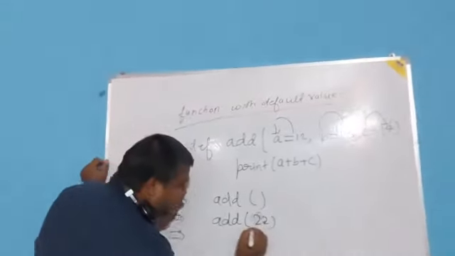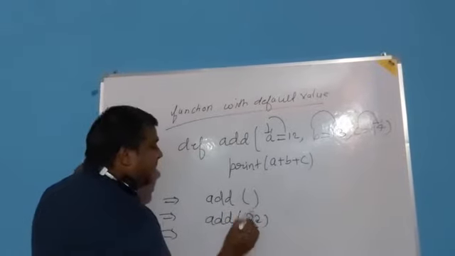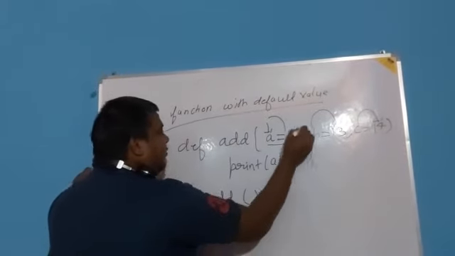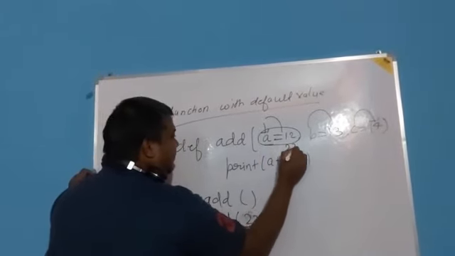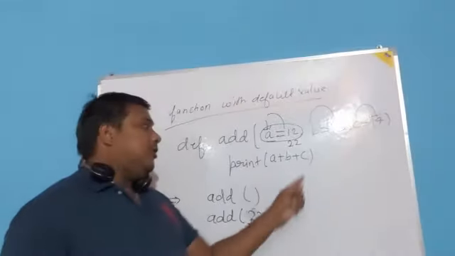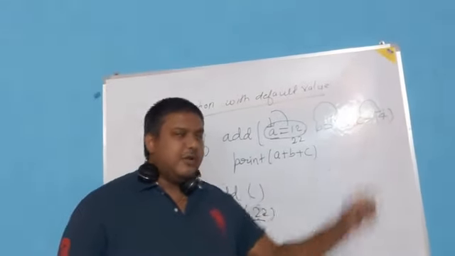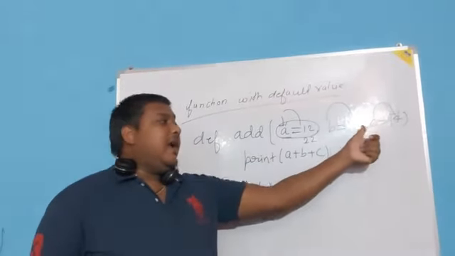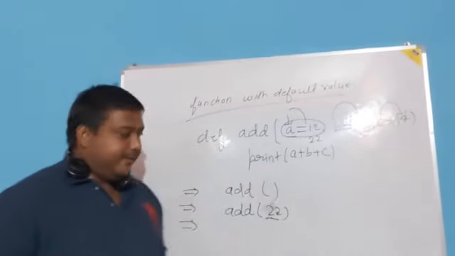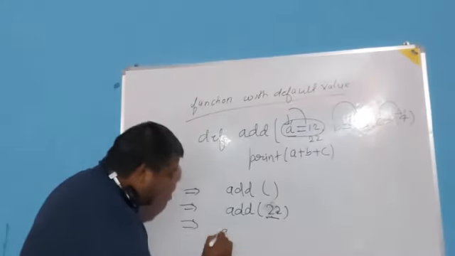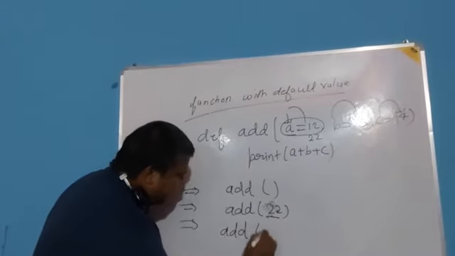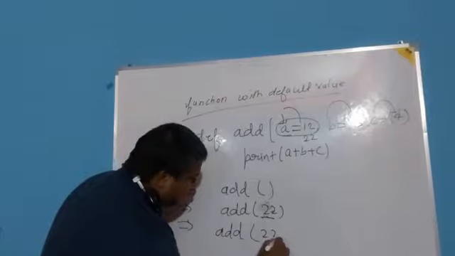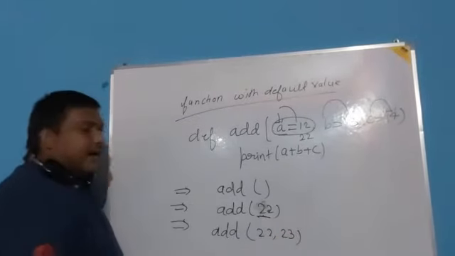Only the first parameter, that means here in this function the value of a, will become 22, and we have not passed the value of b and the value of c, so the computer will take the value of b as 13 and the value of c as 14. So if we write here add 22, 23, in that case what will happen?